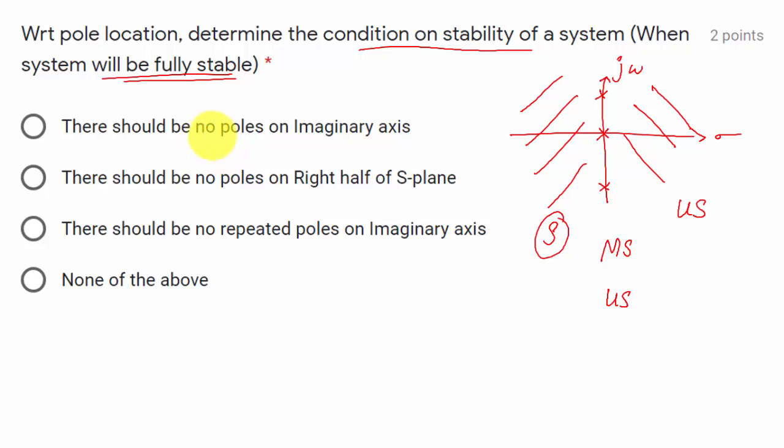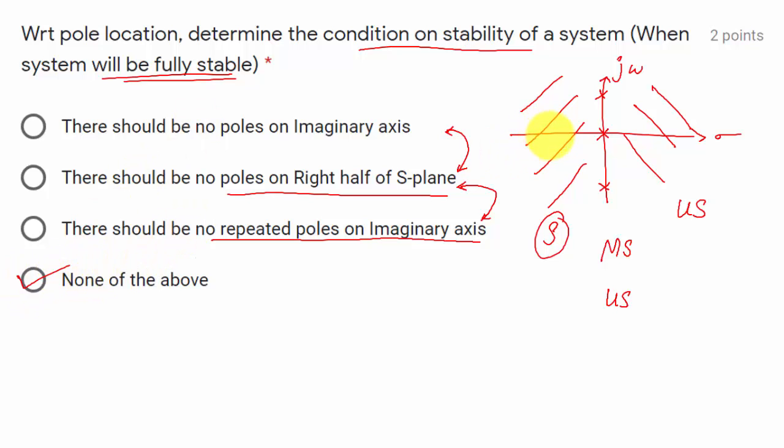What the first option is telling is there should be no pole on the imaginary axis. Whenever there is no pole on the imaginary axis, you can't guarantee that the system will be a stable system. The pole may be on the right half of S plane. There should be no poles on the right half of S plane. This is not the only condition. These two conditions also should be satisfied. And the third condition is there should be no repeated pole on the imaginary axis. Even this statement is a true statement. So all these three statements should hold good in order to make the system fully stable. Nothing but none of the above.